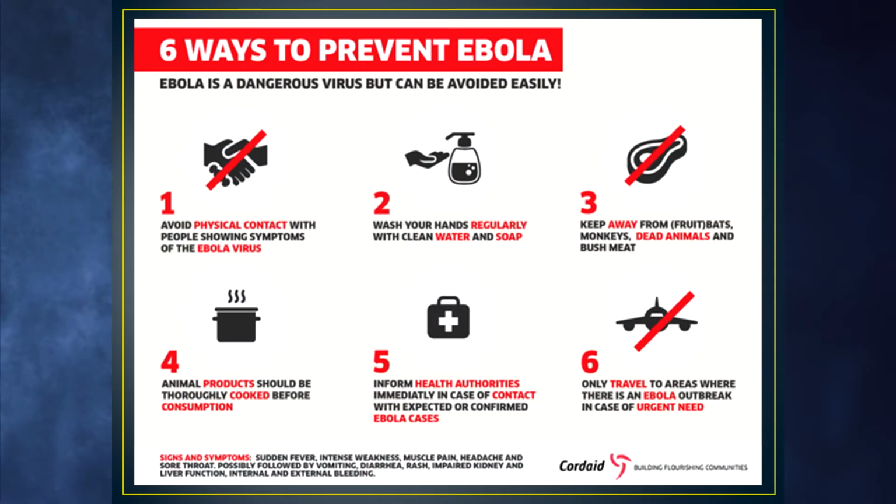This is just a diagram that I found which gives 6 ways to possibly prevent the Ebola virus. It shows that you should avoid physical contact with someone who may show symptoms of the Ebola virus, keep away from any animals that may have the virus, and wash your hands regularly with clean water and soap. And these are just some ideas. When traveling, you want to make sure that you pay attention to anyone that may have potential symptoms.